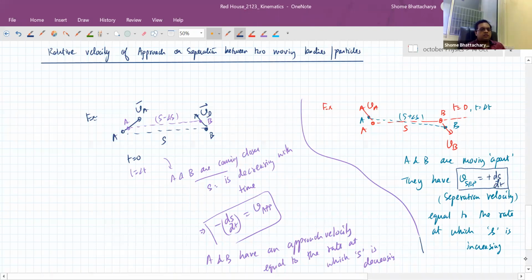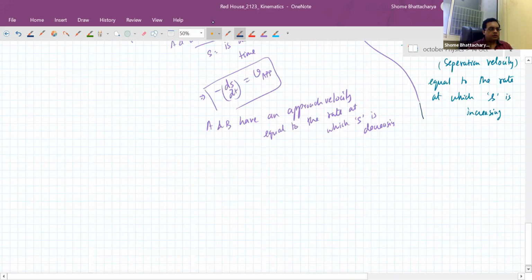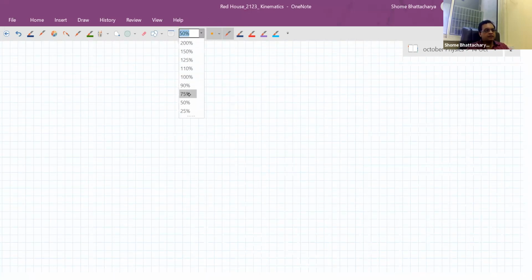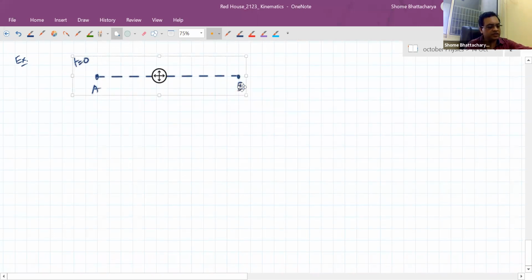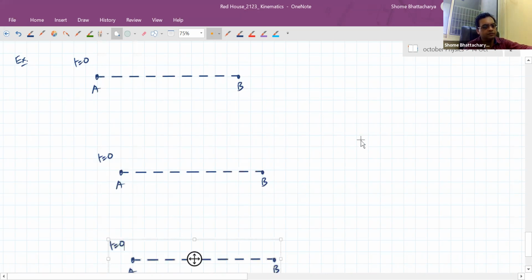Okay, so now let us see this in application, and let's understand this with a series of examples. Now we'll start with a series of examples involving a comparatively simple situation where you have two objects which are currently at a distance s, like this shown over here, A and B. At t equal to 0, they are located like this. Because this is a series of examples, we'll just show it like different cases.